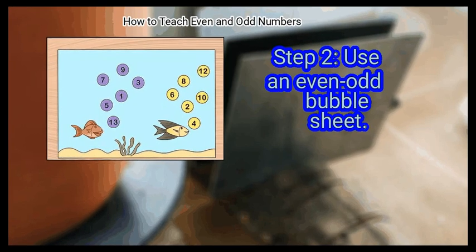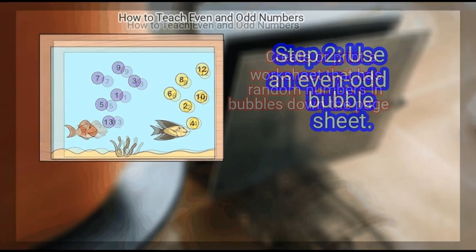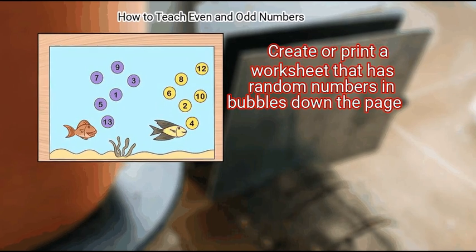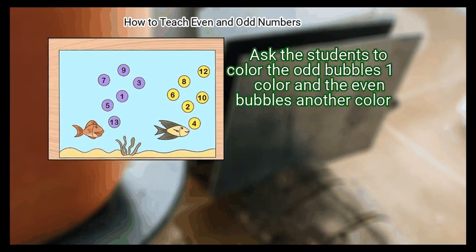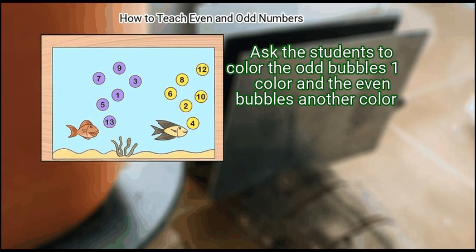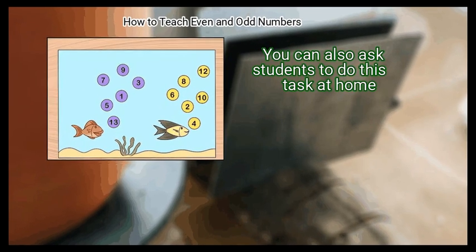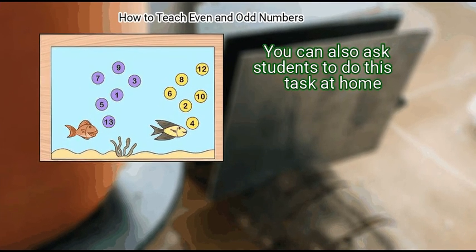Step 2. Use an even-odd bubble sheet. Create or print a worksheet that has random numbers in bubbles down the page. Ask the students to color the odd bubbles one color and the even bubbles another color. You can also ask students to do this task at home.